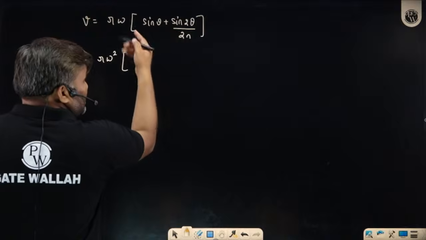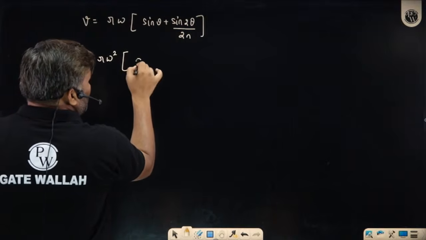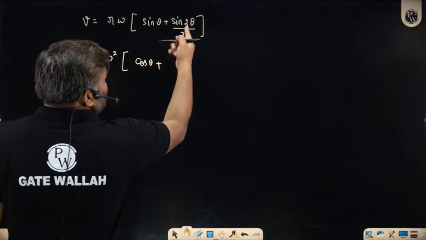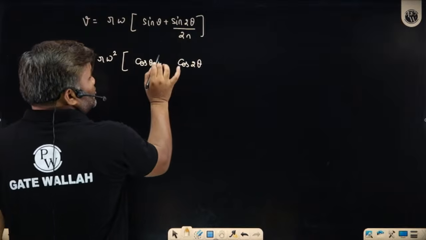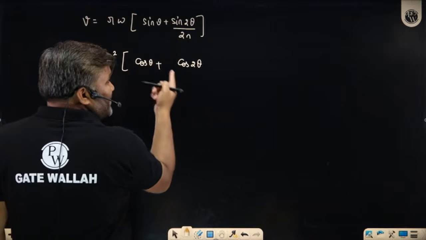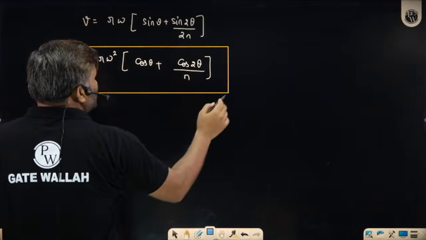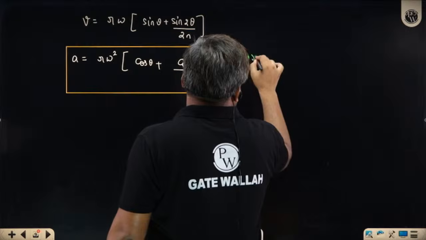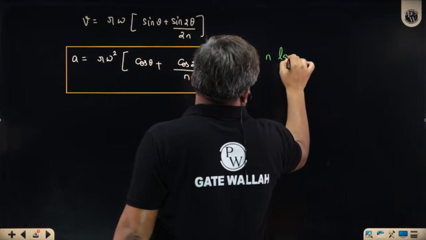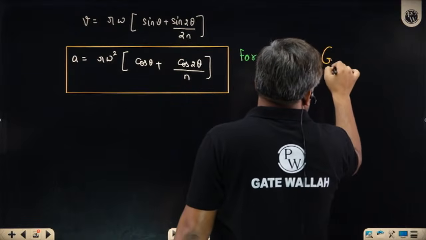Differentiate this with respect to theta. So this becomes cos theta plus sin 2 theta becomes cos 2 theta into 2, divided by 2n, so this 2 gets cancelled and I'm left with n only. So this is your acceleration formula. When is this formula valid? For large values of n it is valid, and this n ka value is generally large, so in GATE I can very well use this formula.